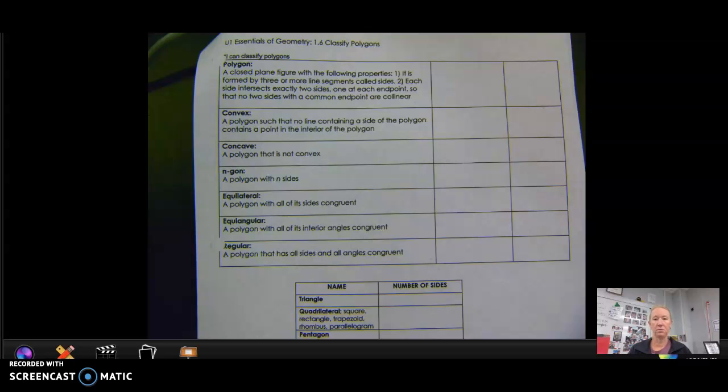Okay, we are on 1.6. This is the last section of notes before your test. So there's 6 sections, and then you will have a test on Wednesday.